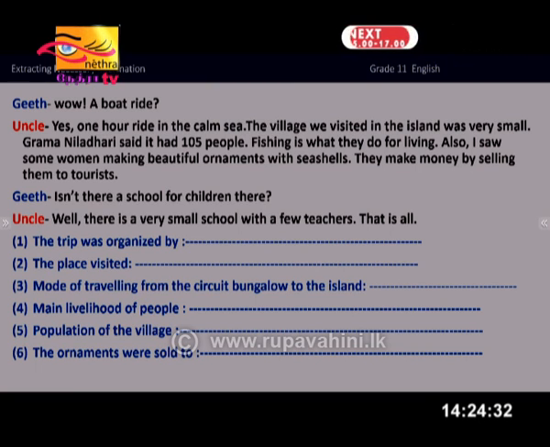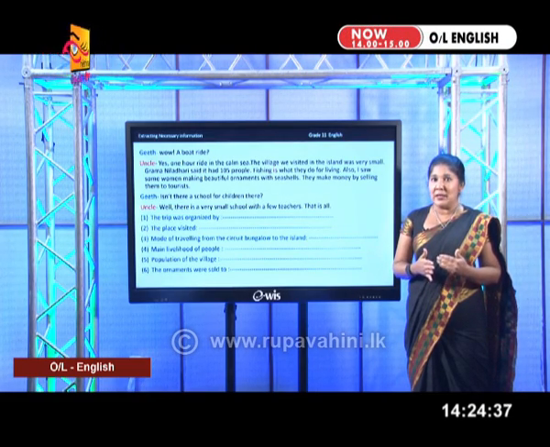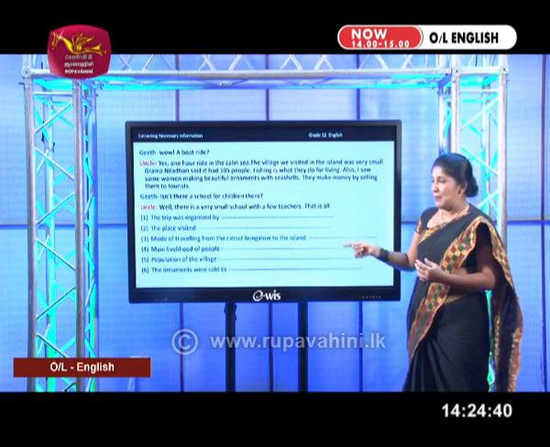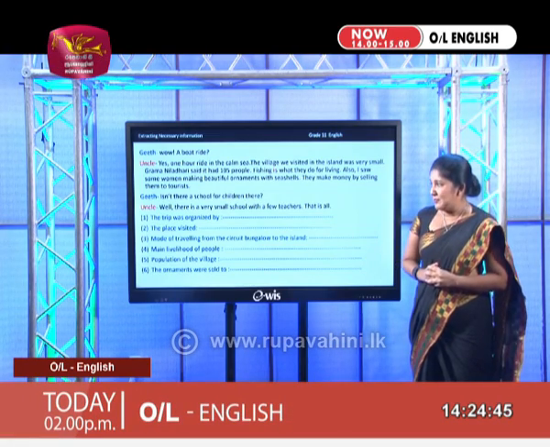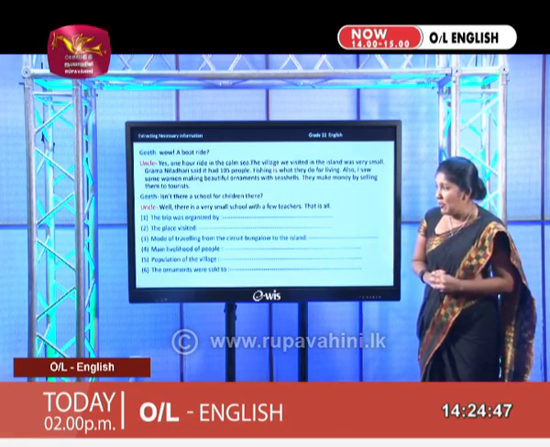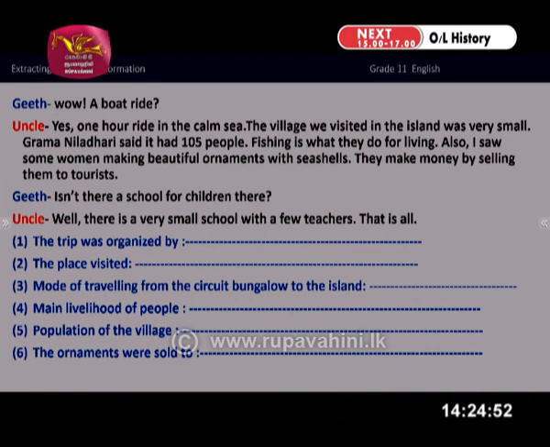That means children, what they did for their living there. So we all do a job to live. So these people, we should check from the text. We should extract that answer. And then question number 5, population of the village. I remember there was a number given. And then the ornaments were sold too. The women in that village made some ornaments that was given in the dialogue, and hope you remember the answers.